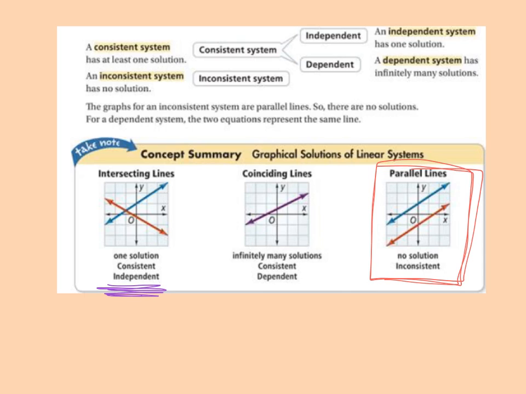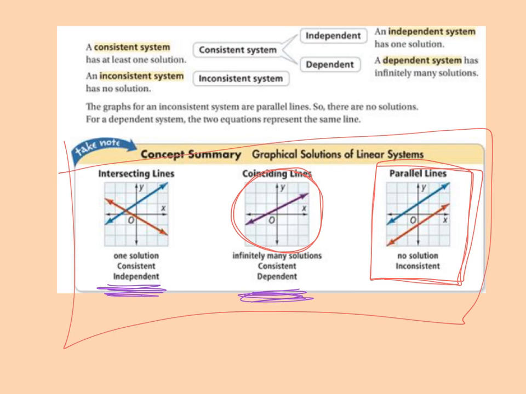Now we can have 2 different consistent systems, and to tell the difference between them, we have independent and dependent. You could have 2 equations that are the exact same line, like this. If that's the case, it would be consistent but dependent. If they depend on one another, it's going to be the exact same line. Independent means they only cross at one spot. So I'd write down these 3 graphs in your notebook with the terminology below.